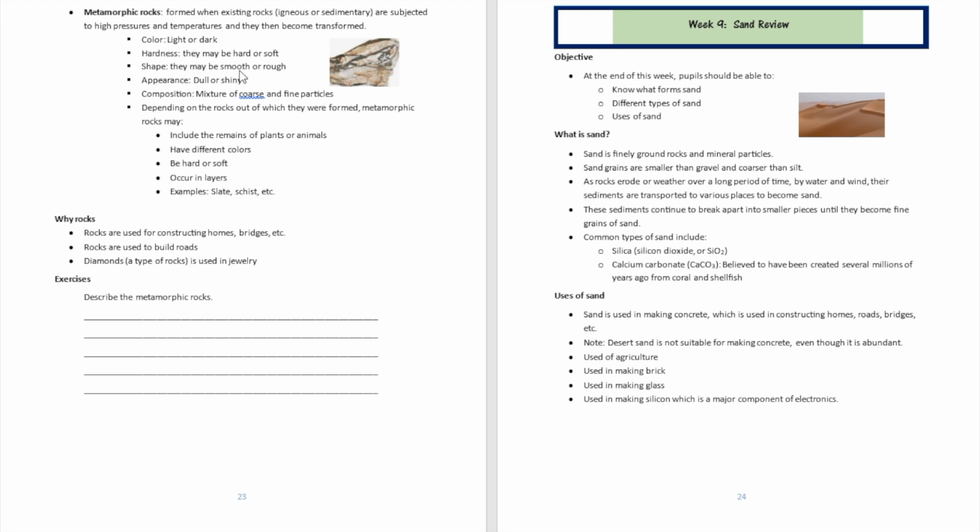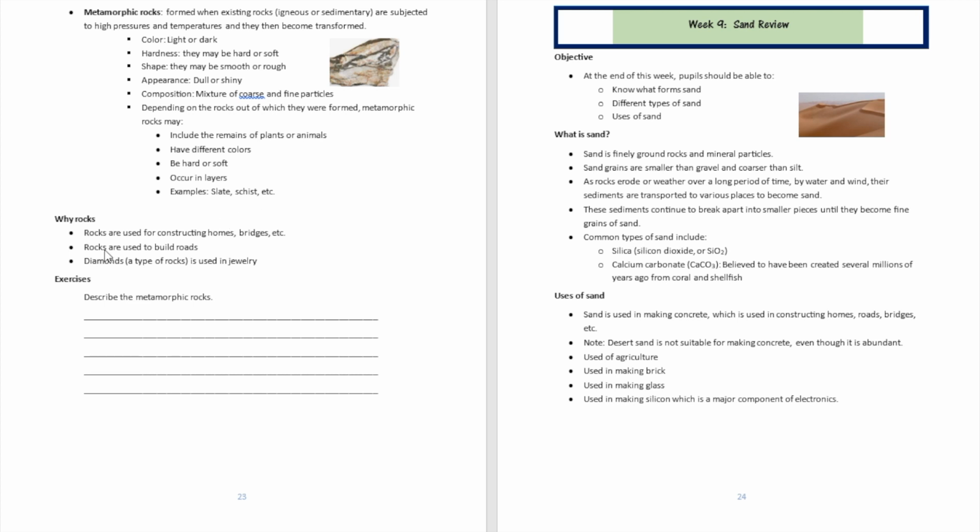So that's what happens to the hardness property of metamorphic rocks. Their shape may be smooth or rough. Their appearance is still going to be a combination of dull and shiny. The mixture may be coarse or with fine particles. They may contain remains of dead plants and animals. They may have different kinds of colors. They may be hard or soft, and they occur in layers. An example of a metamorphic rock is slate or schist.